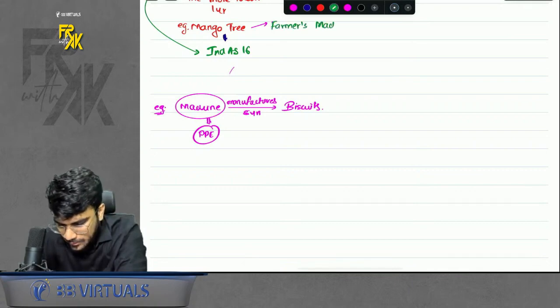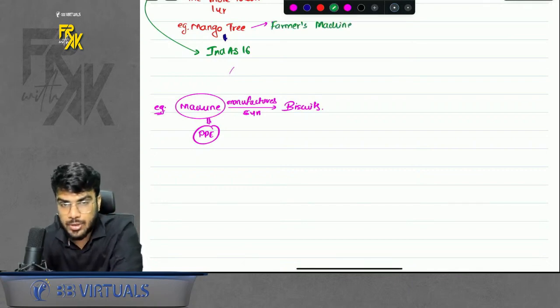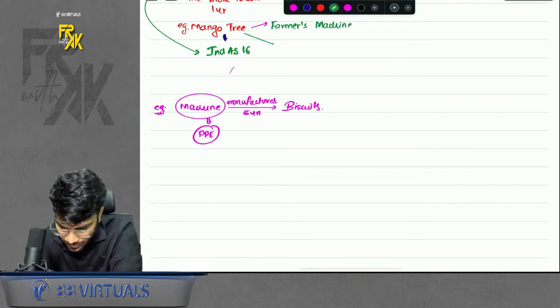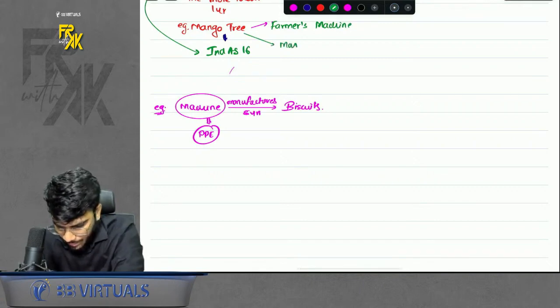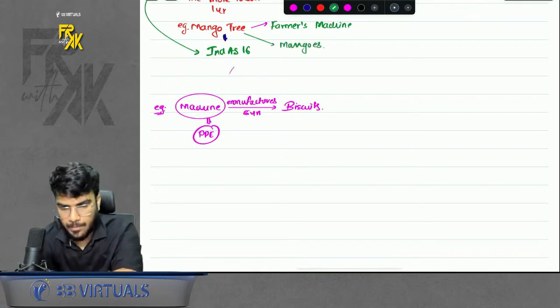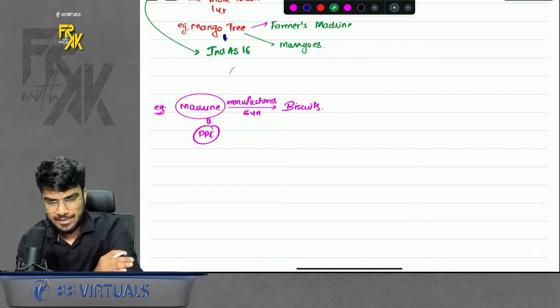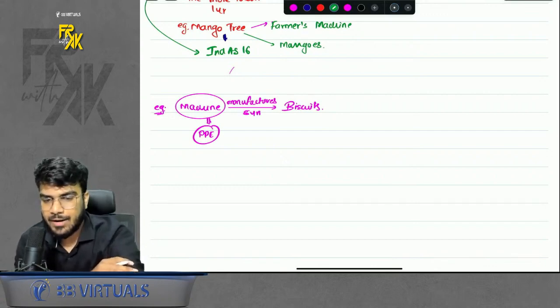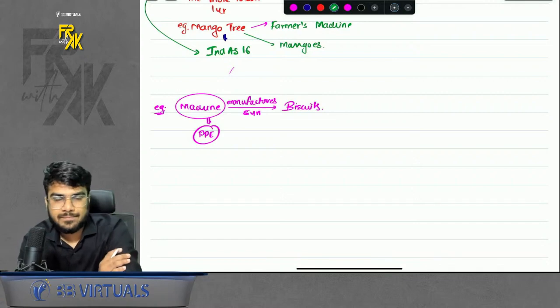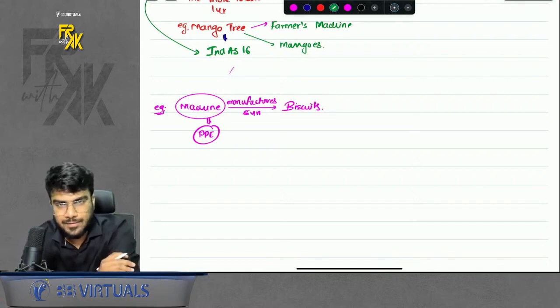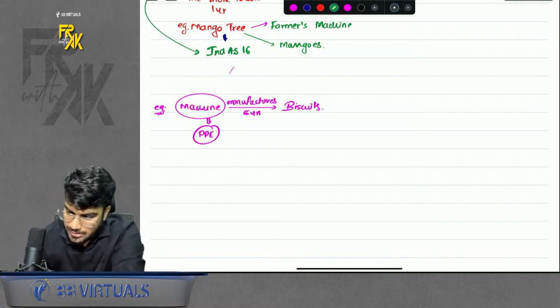For a farmer, this is a machine, because the farmer will get what? It will get mangoes, right? That is why bearer plants are being covered under IND AS 16. They are being covered under IND AS 16. I hope you get this point. Clear? Okay. Acha, one more thing.